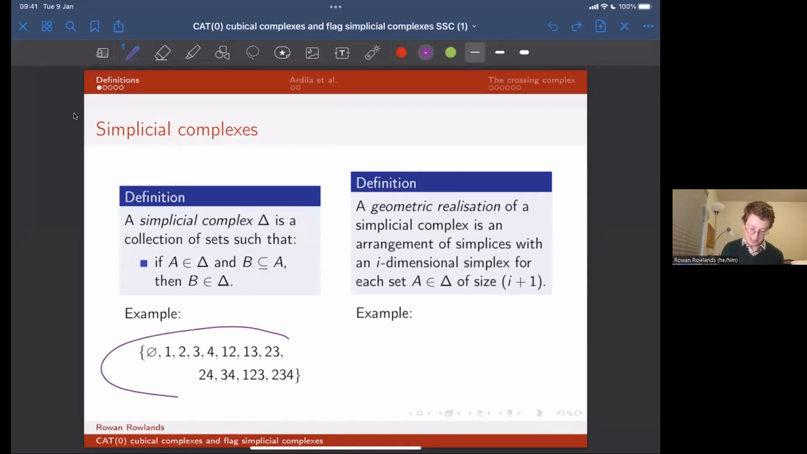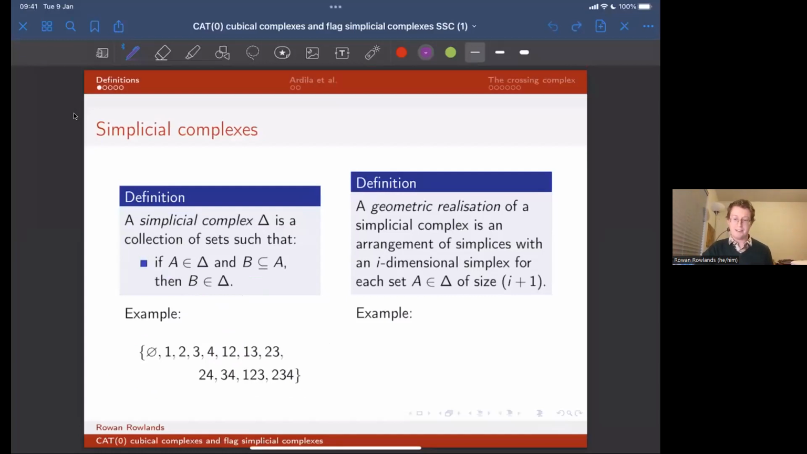And here is an example of a simplicial complex. I'm using the shorthand notation for sets. So for example, this doesn't mean twelve, it means the set containing 1 and 2. But yeah, here is a list of sets. You can check that it satisfies this condition. All right, so that's the abstract perspective on simplicial complexes.